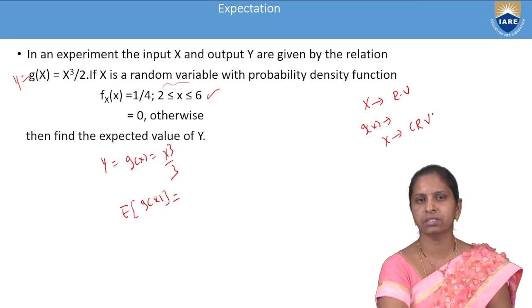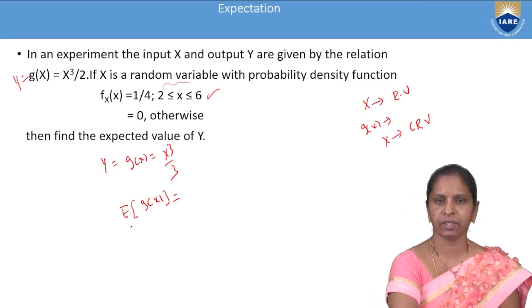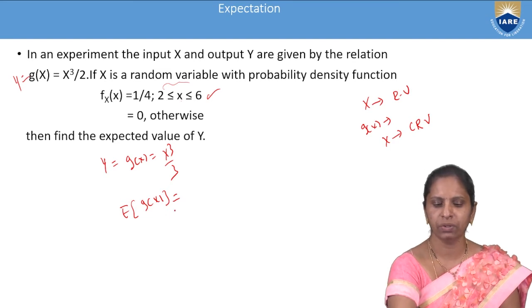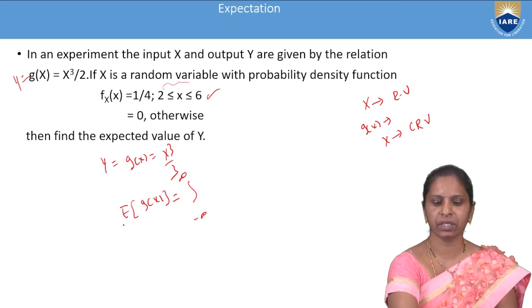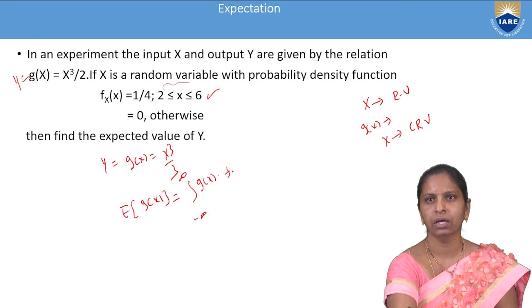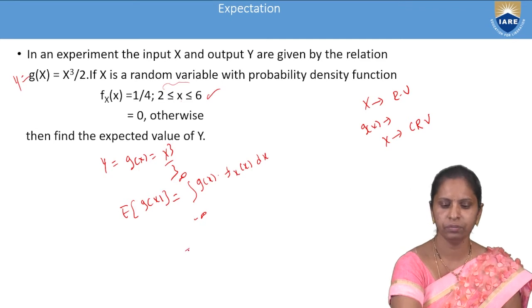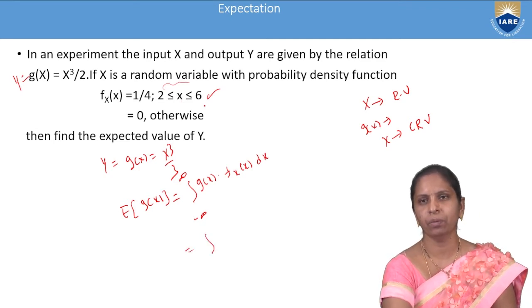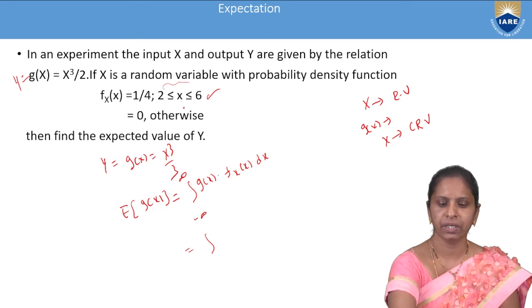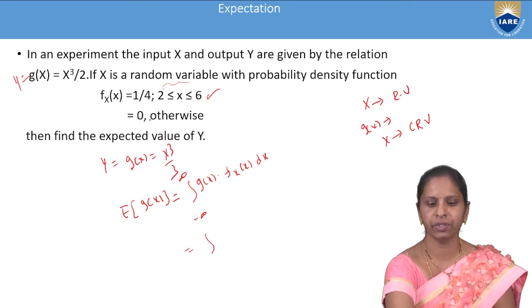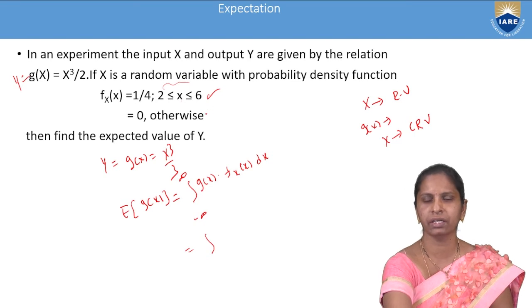If x is a continuous random variable and you want to calculate the expected value of a function of the random variable, then what is the formula you have to use? Integration from minus infinity to infinity; the expectation of any function is that function, so g of x into fx of x dx. Now, in the given problem, the density function has been defined only from 2 to 6. For other values of x, that is, when x is from minus infinity to 2 and when x is from 6 to infinity, it is 0.